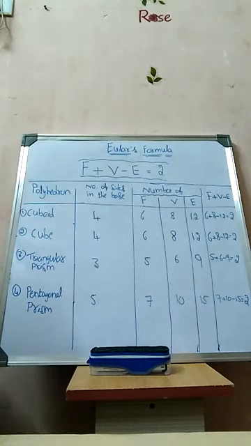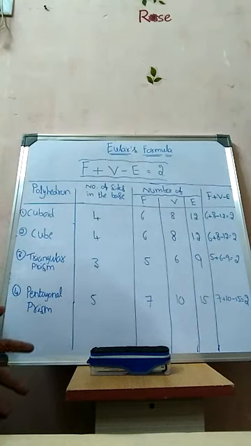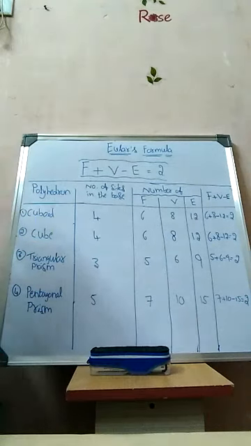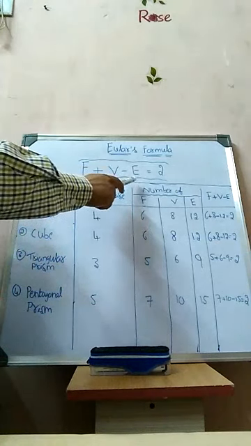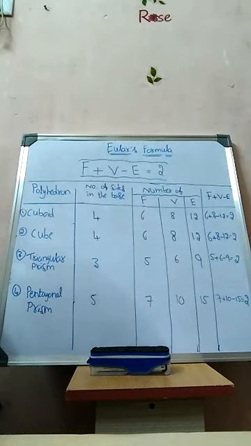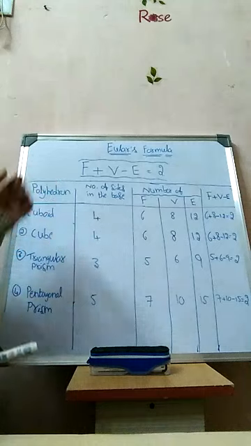Yeah, now about Euler's formula. What is it? It is a relation among faces, vertices and edges of a polyhedron. Faces plus vertices minus edges will give 2. Euler is a Swiss mathematician who gave this formula.